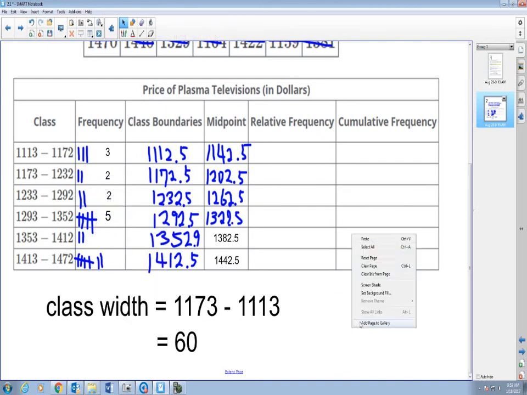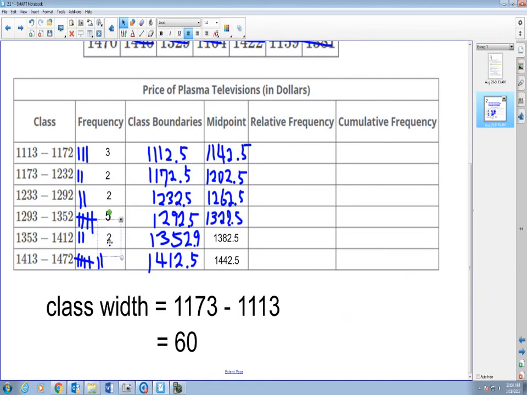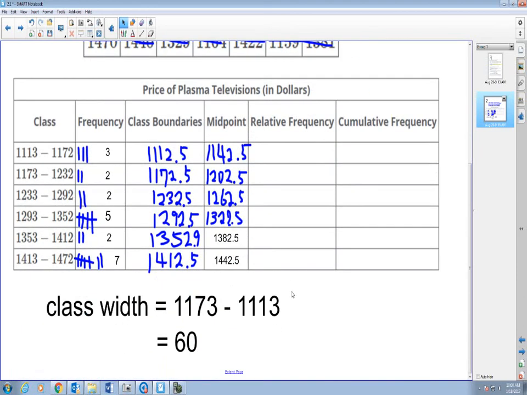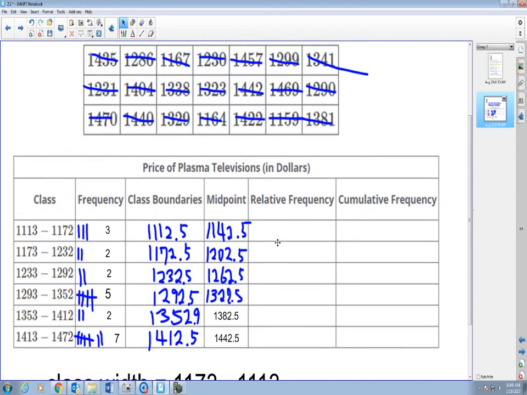In the other one, and 7 in the last one. There we go. Alright, so that's my frequency. Your relative frequency will be the frequency divided by the sample size. So there's 1, 2, 3, 4, 5, 6, 7 times 3 is 21. So I got 21 data right here.